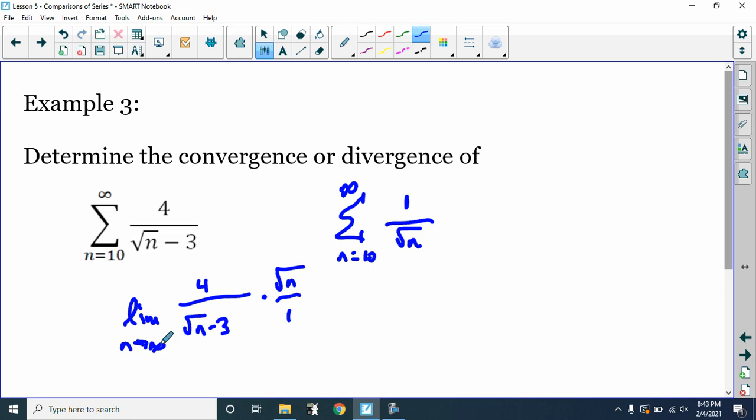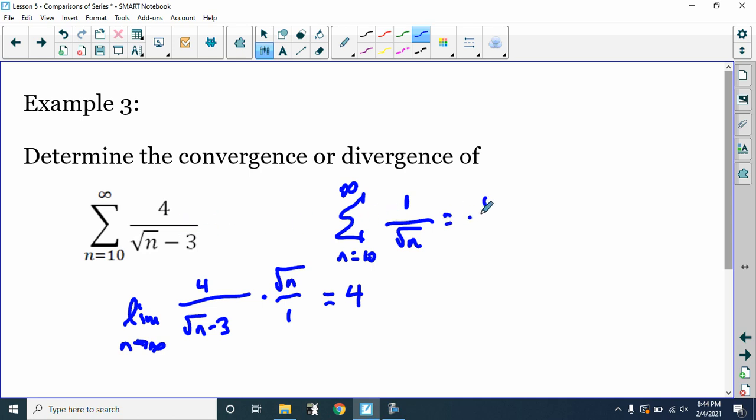To evaluate the limit as n approaches infinity, we check the degree on the top, it's 1/2, and the degree on the bottom, it's also 1/2. If those are equal, we divide the leading coefficients, which is 4 divided by 1. This limit is 4. That is indeed a finite positive number. Therefore, these two series do the same thing. They either both converge or both diverge.